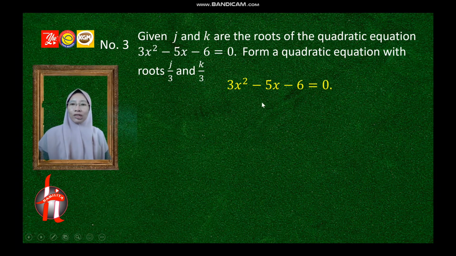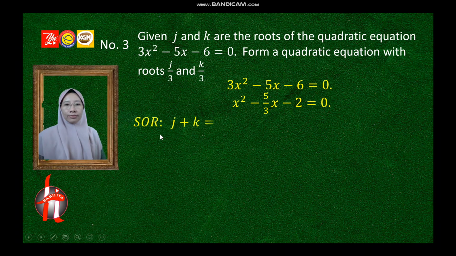So here we just need to use the information from the original equation. But before that, we must divide the equation by 3 so that the coefficient of x squared is 1. So we get x squared minus 5 over 3x minus 2 equals 0. We identify the sum of roots, which is j plus k. Yeah, the roots are j and k. So j plus k equals 5 over 3 here. And the product of roots is j times k. j times k equals -2 here.